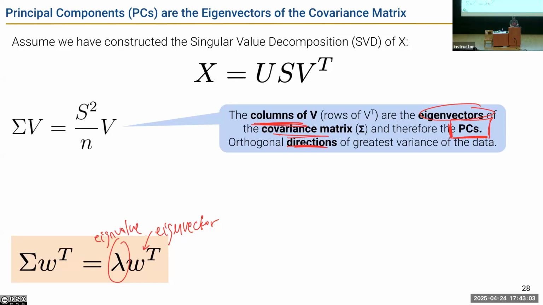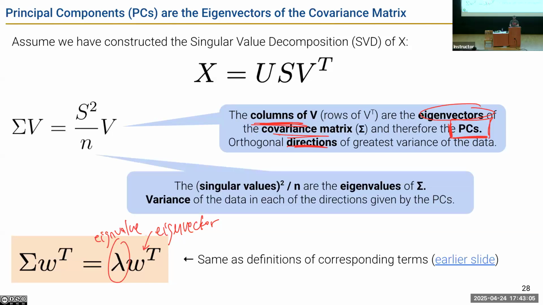Now, what about the S squared over N? Those are our eigenvalues. The singular values squared over N are the eigenvalues. Those are the variance of the data in each of those directions. So using S and V from SVD gives us everything we need to know about PCA. We have all the principal components, and we know the variances in each of the directions of maximal variance.